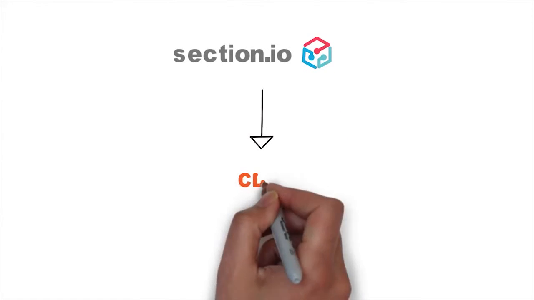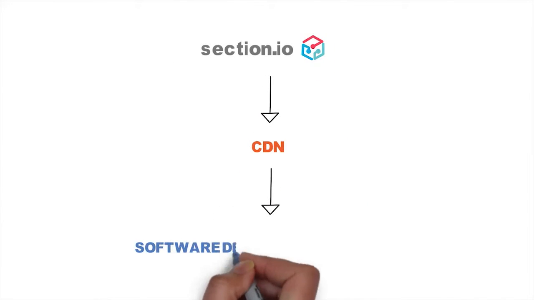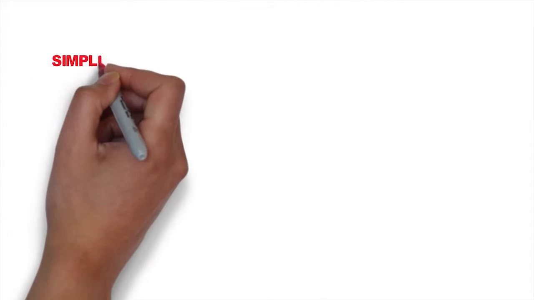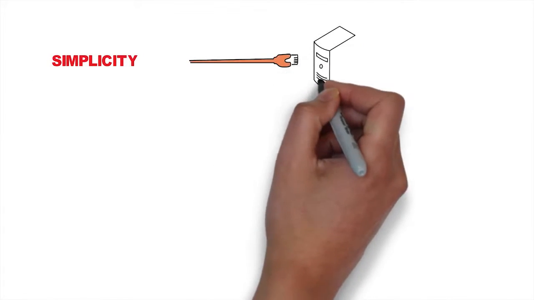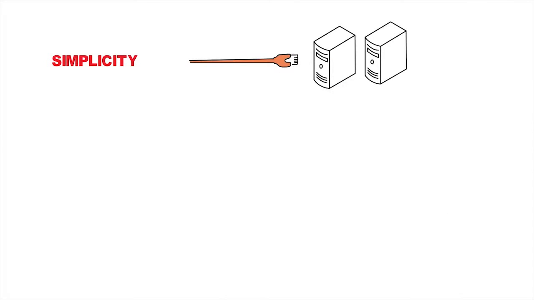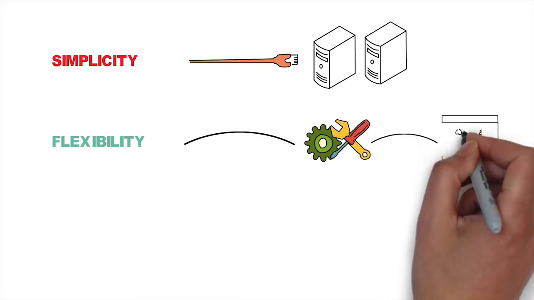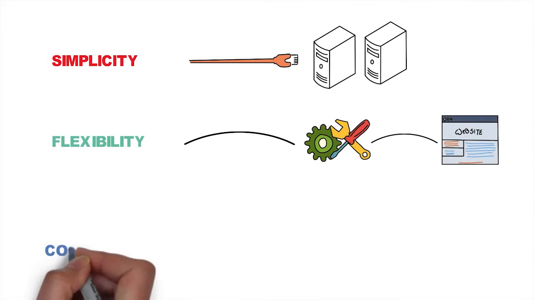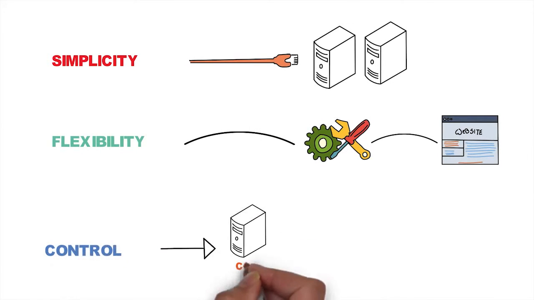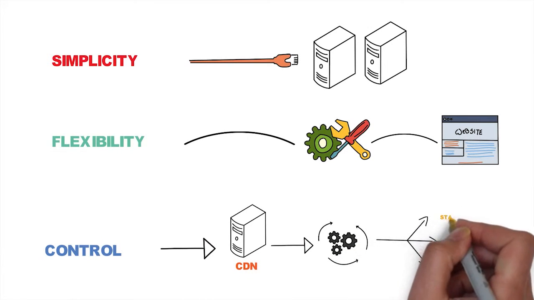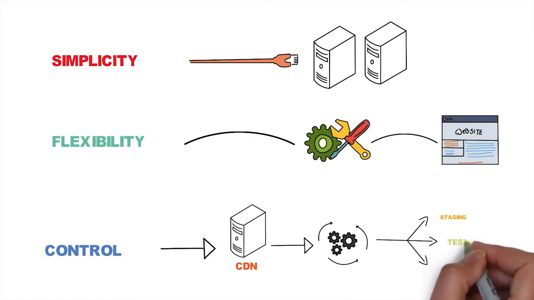Section.io is a CDN which is fully integrated into your software development process. This means you have the simplicity of an easy connection to a distributed reverse proxy network, the flexibility and power of complete customization of the caching and delivery settings for your website, and the control of running the CDN in your development environment with out-of-the-box, full deployment automation to your staging, test, and production environments.